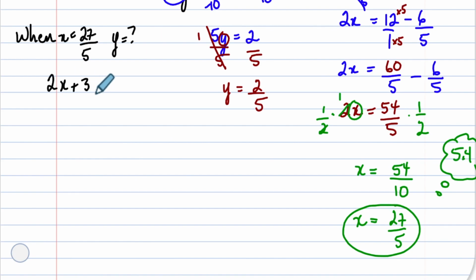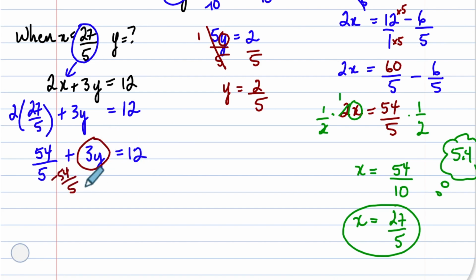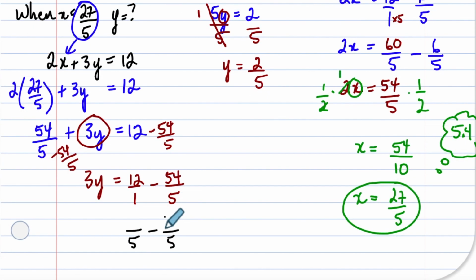2x plus 3y is equal to 12. We'll insert the 27 over 5. 2 bracket 27 over 5 plus 3y is equal to 12. 54 over 5 plus 3y is equal to 12. Isolate 3y by subtracting 54 over 5. 3y is equal to 12 over 1 minus 54 over 5. We need a common denominator of 5.